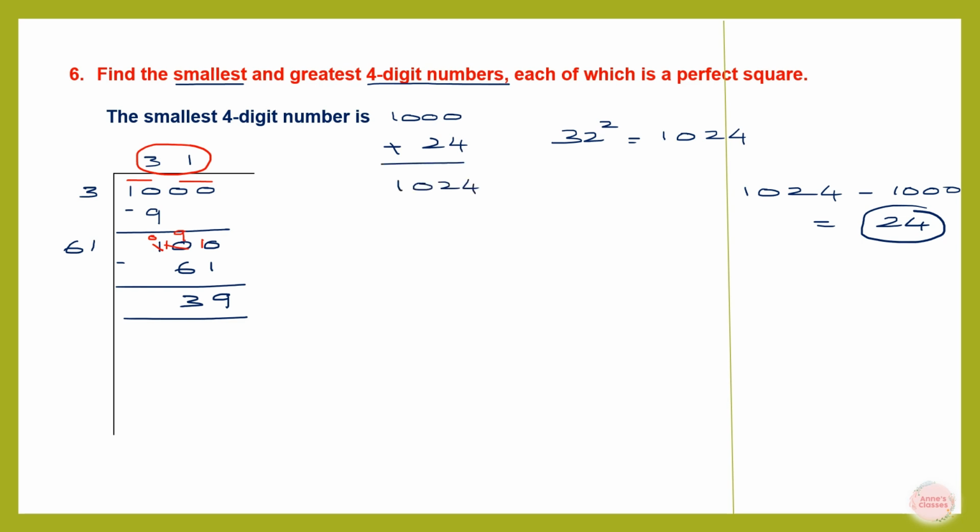So when you add 24 to this, we get 1024. So you can straight away take 32 square as 1024 as the smallest 4-digit number, or you can do this addition and get 1024 as the smallest 4-digit number, which is a perfect square. So 31 square will not give you a 4-digit number, whereas 32 square will. So let's write that answer. The smallest 4-digit perfect square number is 1024. So this is our answer.